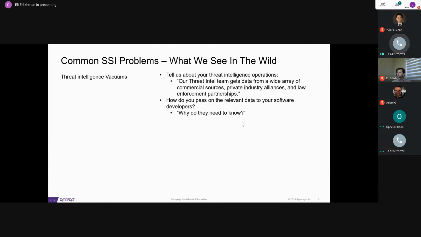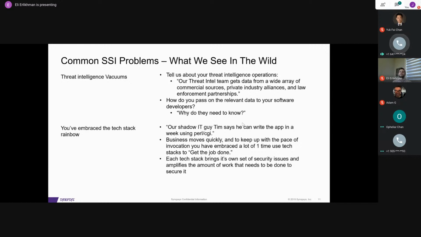Okay. And the last one that I think I have on my list is that organizations embrace the technology stack rainbow. There are new technologies and new languages popping up every five seconds, but not only that, people move back to old technologies, right? If you think about the very first example, shadow IT, there are so many shadow IT organizations out there that write software without central teams knowing about it. They may not have the best developers or people who know how software security works, and they would write something with Perl and CGI from God knows how long ago.